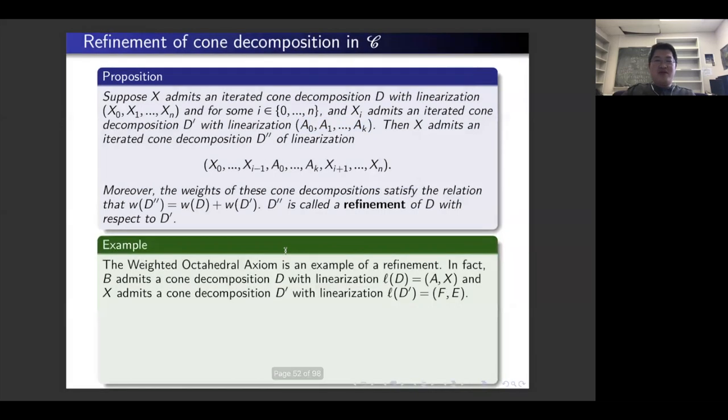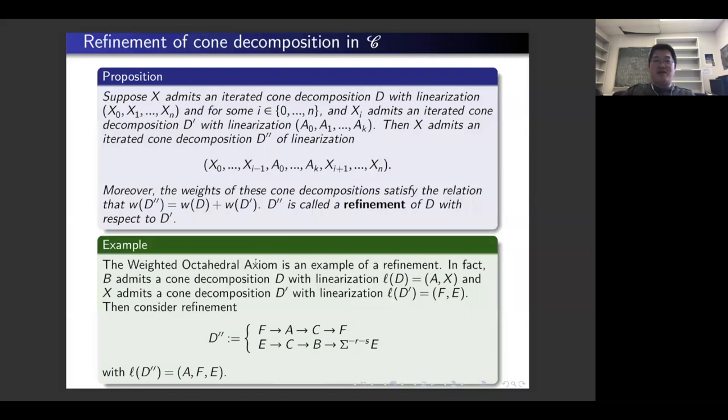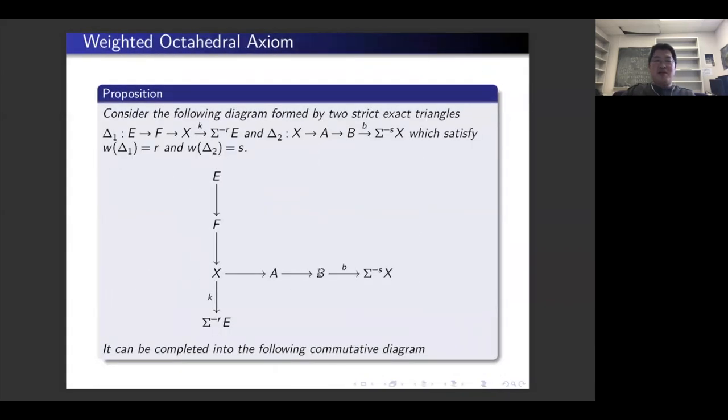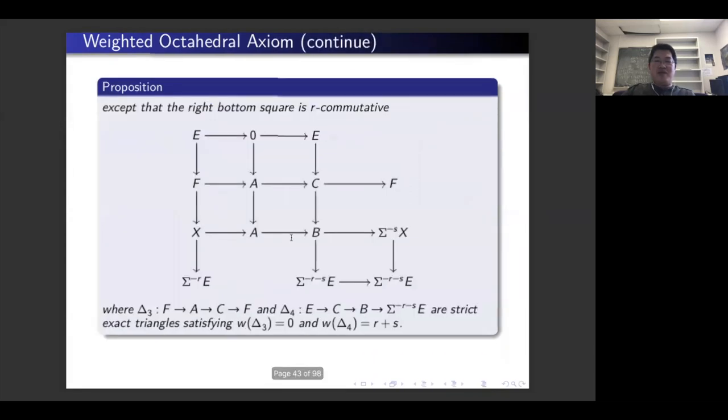Okay. And one of the examples that I should give you of a refinement is exactly just this weighted octahedron axiom. Probably you don't remember the order of those letters, and it probably goes back to this. So you see that B can be written as some difference of X and A. And again, X itself can be written as some difference of E and F. Then what the theorem claims is that you can put B into two triangles here and here. And this is exactly the definition of the cone decomposition of B with respect to, I think, F, A, and E.